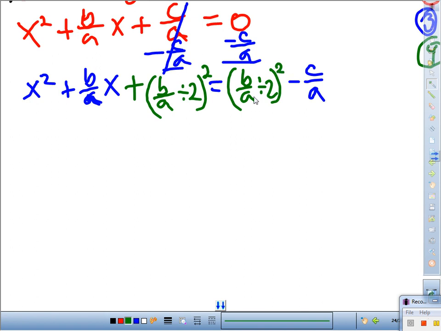Pay attention, I'm still not done. I'll let you copy in a little bit. Focus. Now that I did that, I'm going to simplify this parentheses till I no longer have a parenthesis. So watch.